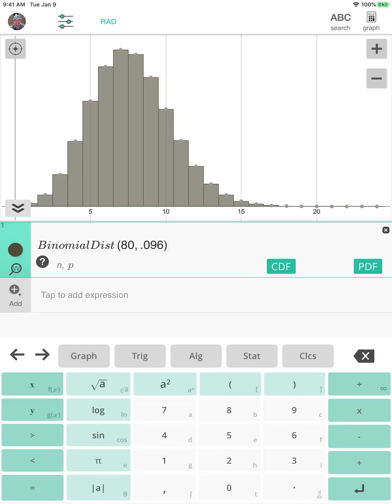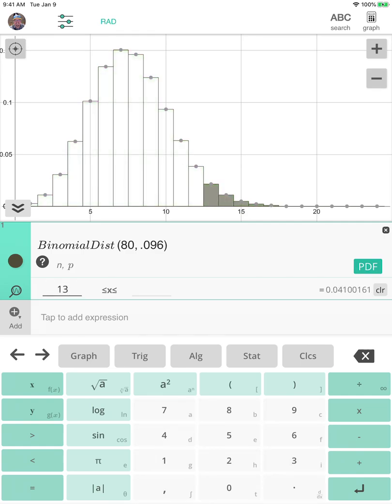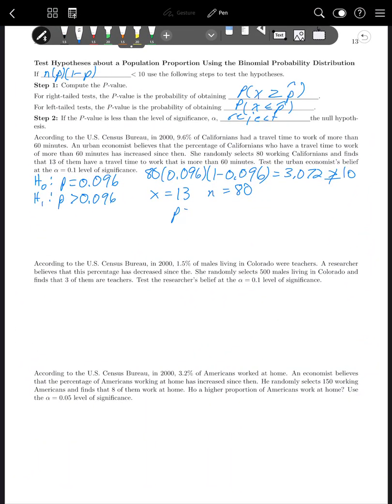So now what we want to know is, what's the probability of getting greater than or equal to our sample size? So we hit CDF, and we put in our x, so that's 13. And so we get a probability of 0.0410. So we get a p-value of 0.0410. And so is that less than our alpha? And the answer to that is yes.